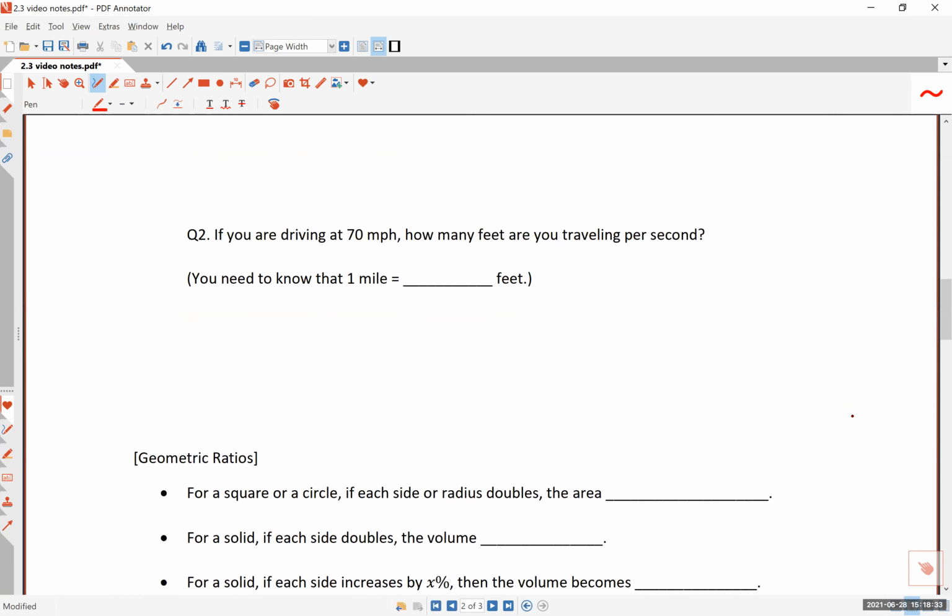Okay, now question number 2, try to answer this question. If you're driving at 70 miles an hour, how many feet are you traveling per second? This may be an important question when you get into an accident or when you are trying to find the risk of driving fast. You can pause or stop this video, because in the beginning of the second clip for this section, I'll answer this question. All right, go ahead and try this question now.